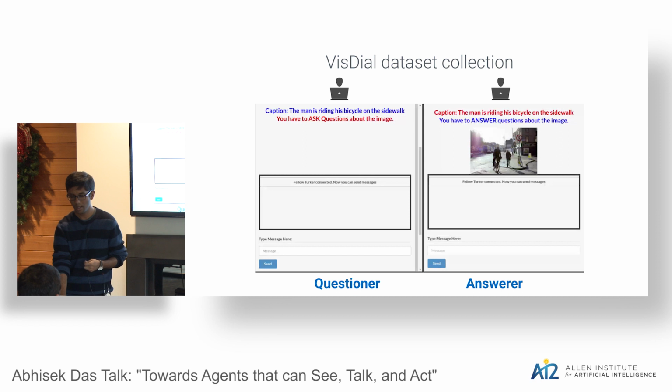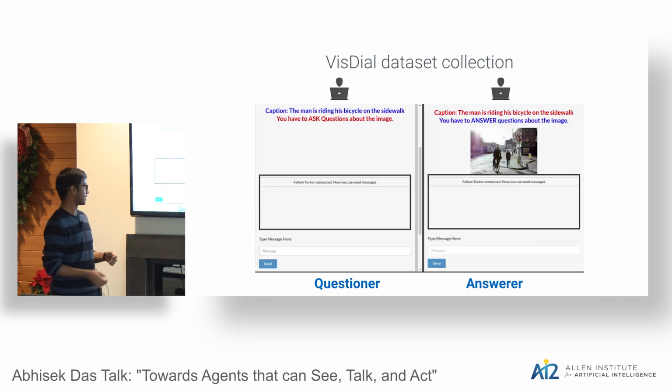To start studying this problem, we began by collecting a data set of human-human dialogues on Mechanical Turk. One of them is the questioner. The questioner cannot see the image. The other is the answerer, shown on the right. The answerer can see the image. The task is for the 2 of them to talk to each other for a few rounds, and for the questioner to build a mental model of what this image is. For example, here the questioner asks, is the man wearing a helmet? The answerer might respond, no, he does not, and so on.